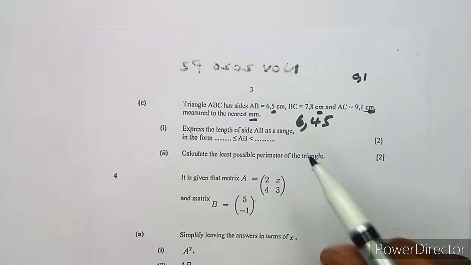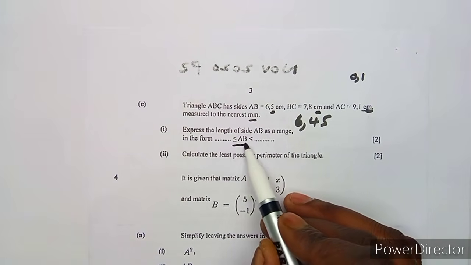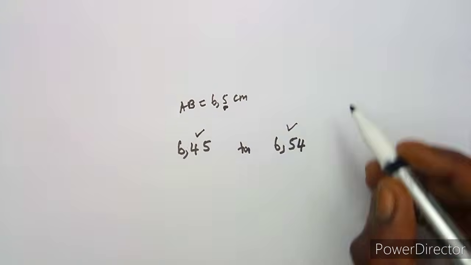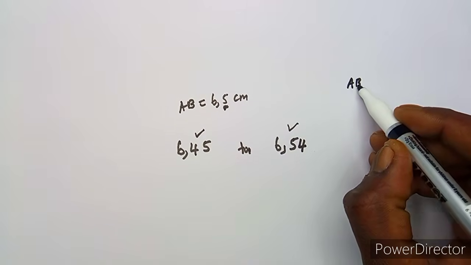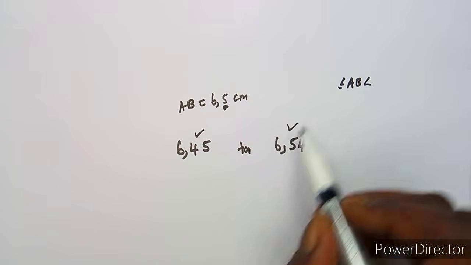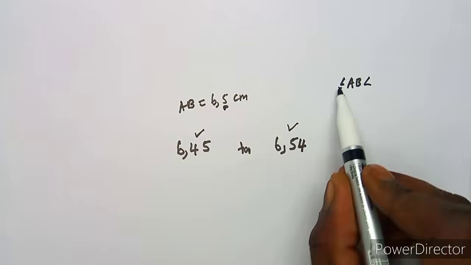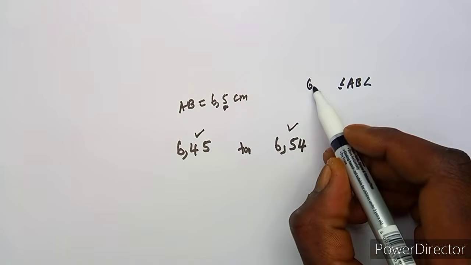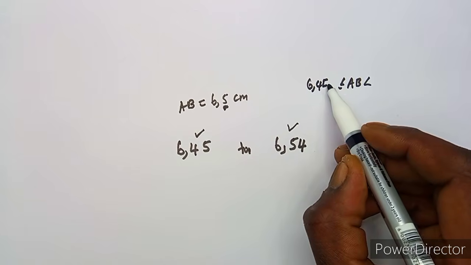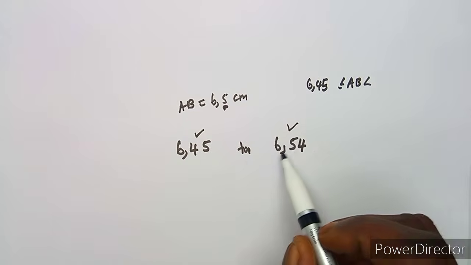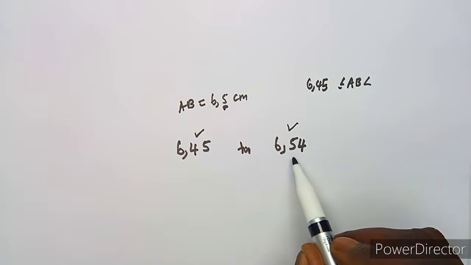But now I want you to see how the inequality is given here. The way that we are given AB is greater than or equal to, and less than. So it is going to be greater than or equal, which means this answer is included. 6,45 is part of our answer. But 6,54 is not going to be, because they are saying the value is supposed to be less than.